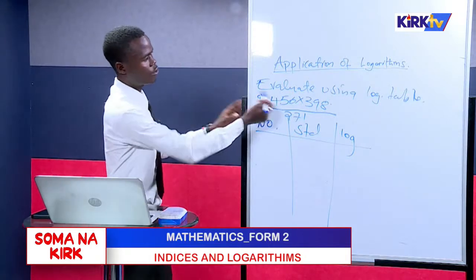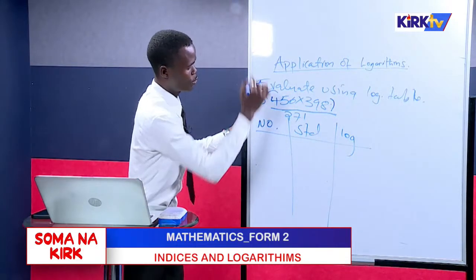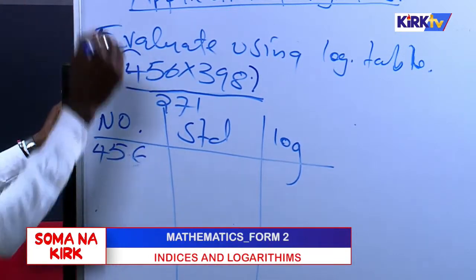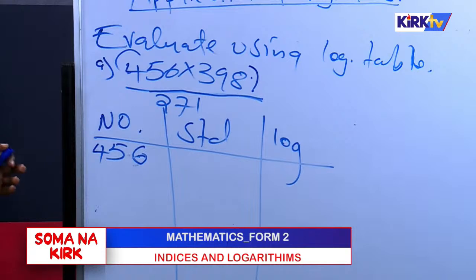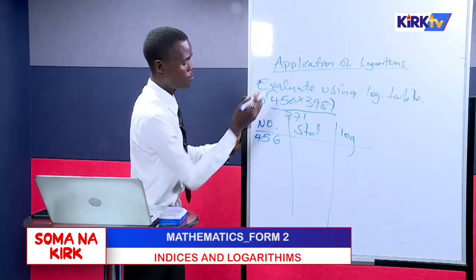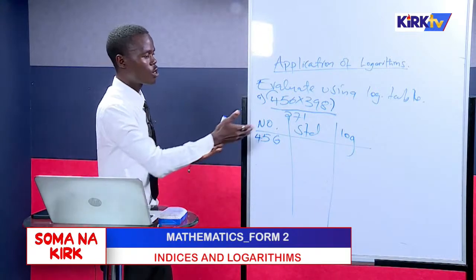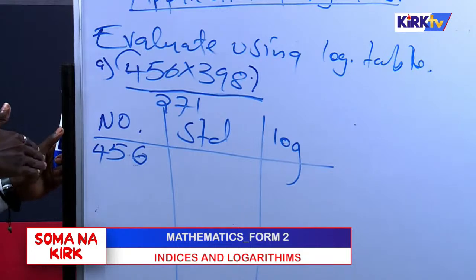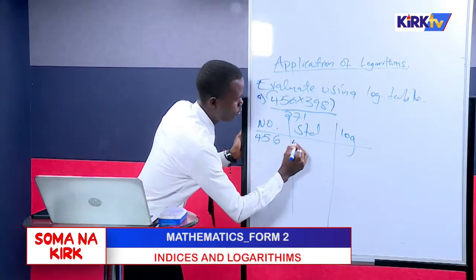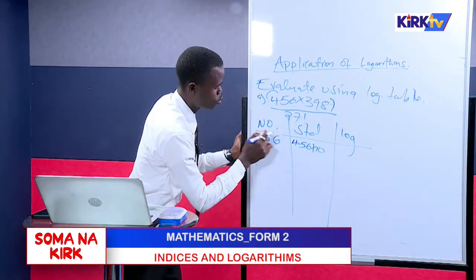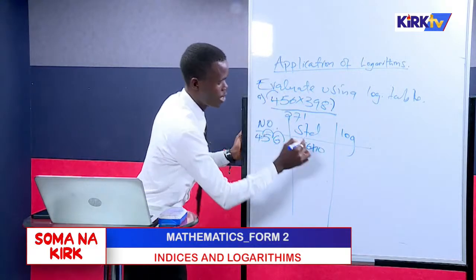Now, the first thing is we start with the numerator, which will be the number 456. From there, we move to the standard form. Just like I said, this is a whole number, and when we make it standard form, we move from the right to the left, and the power will be positive. It will be 4.56 times 10 raised to power 2.